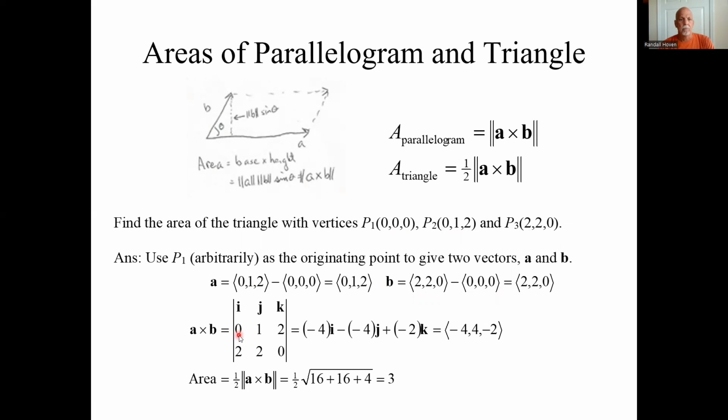Cross them. 0, 1, 2 and 2, 2, 0. I get this answer: 4, 4, minus 2. The area of the triangle is 1/2 the norm, or the magnitude, of that cross product, which will be the square root of 4 squared plus 4 squared plus 2 squared. The answer is 3. So that's cross product. Next, we'll do lines and planes.